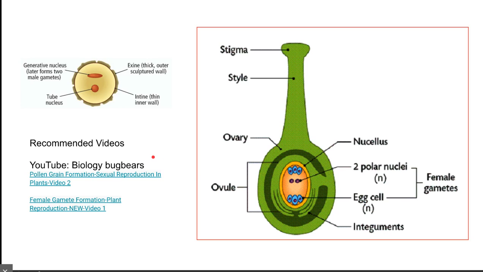I'd like you to watch 2 YouTube videos to go back over that. They're both produced by biology bugbears. One is pollen grain formation, and the other is female gamete formation.